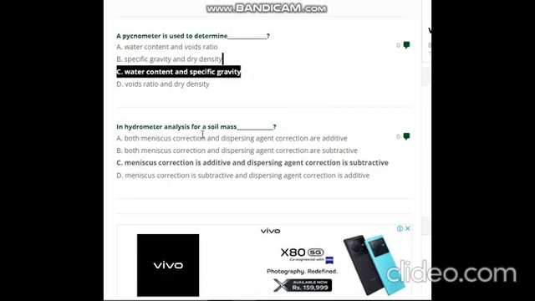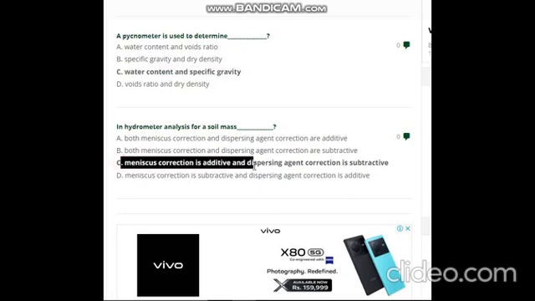Hydrometer is used for analysis of soil mass. Meniscus correction is additive and dispersing agent correction is subtractive.